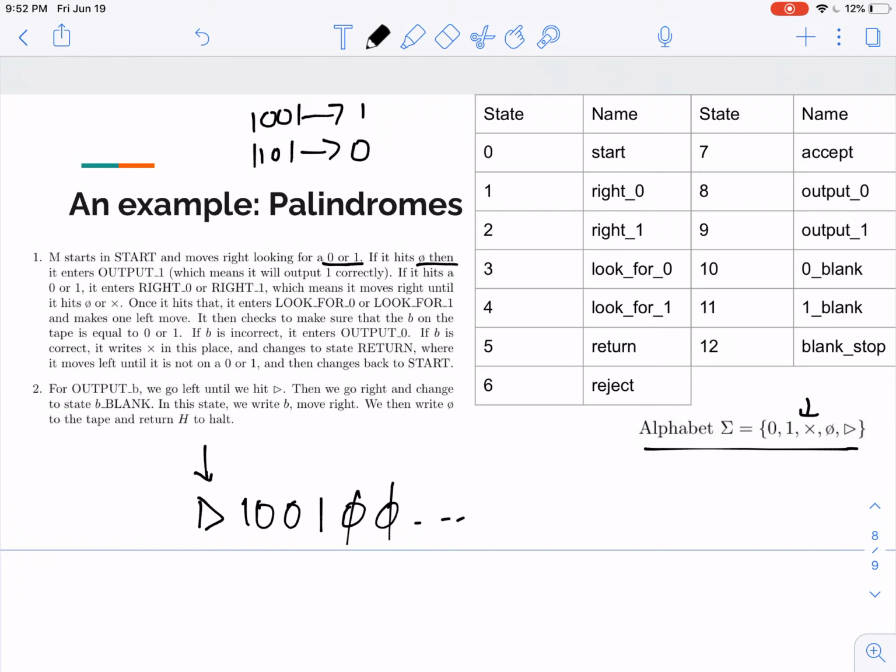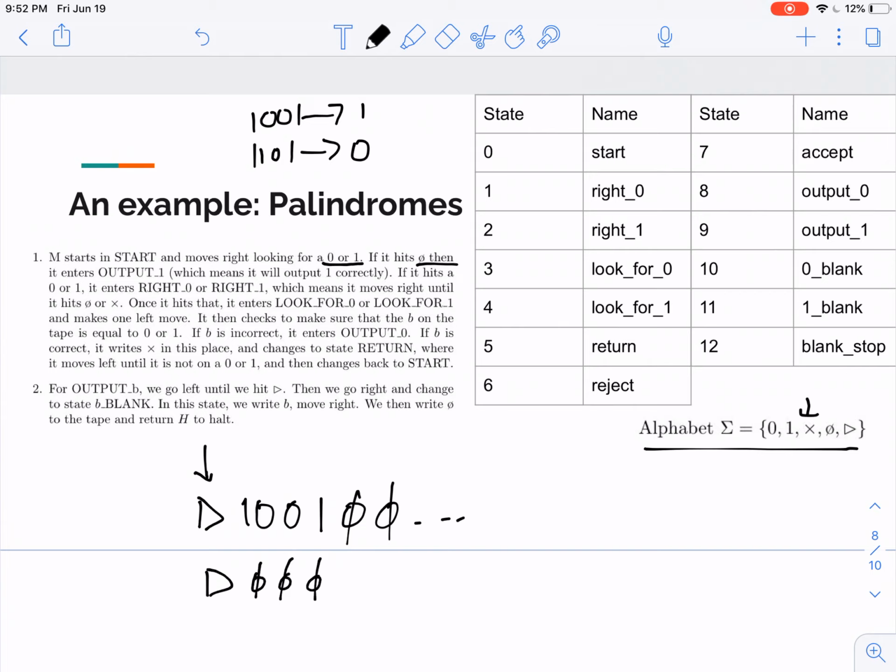If it hits the empty symbol before a 0 or a 1, it's just going to go to output 1. I'll explain exactly how output 1 works, but right now just think of it as successfully outputting 1. And that makes sense, right? Because the only way that it's going to hit an empty symbol first is if the initial tape looks like this, in which case the input string must have been empty, which is a palindrome.